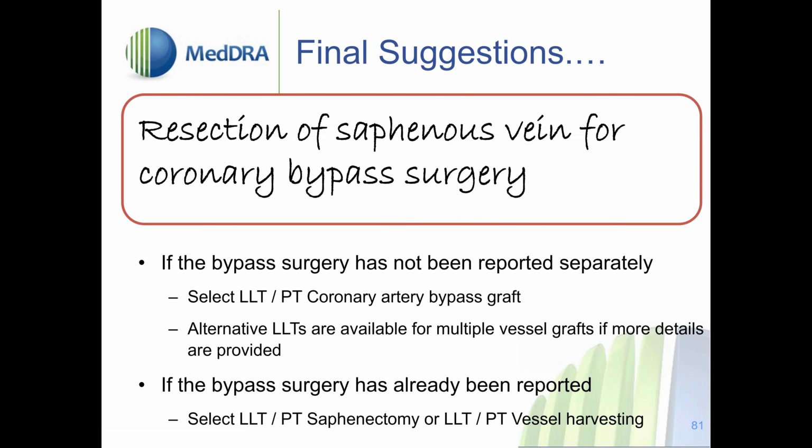So overall, I would say if the bypass surgery hasn't been reported separately, I would select coronary artery bypass graft, and just note that there are other LLTs available for multiple grafts if needed. And if the bypass surgery has already been reported, then we are definitely looking at capturing the fact that the vein was removed for the purpose. So it's either saphenectomy, which has the specificity of the site, or vessel harvesting, which gives us the link to the bypass. Do you have any comments on that one, Caroline?